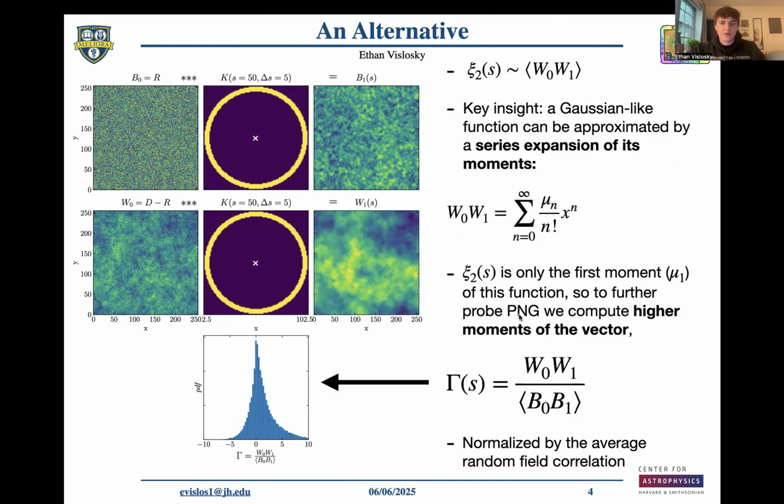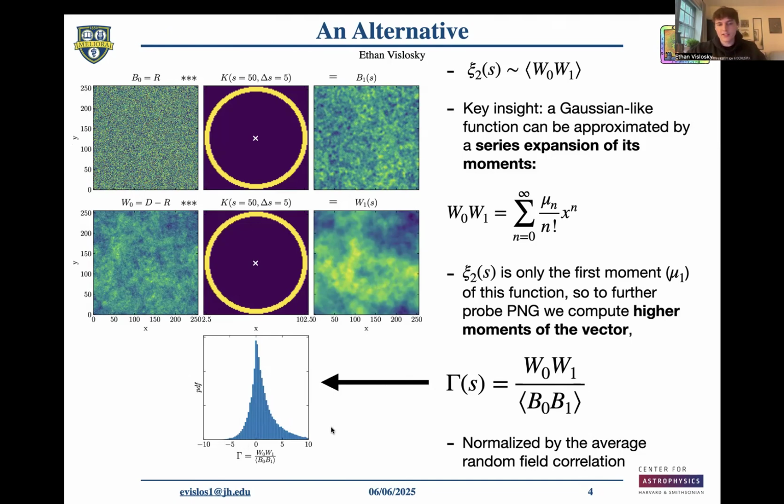So we construct a vector, which is like our PNG estimator, and it is just defined as the raw product of W0 W1, this grid on the left with the one on the right, normalized by the average random field correlation. Doing this normalization allows us to account for the integral constraint, otherwise known as geometric effects from whatever your volume is. And again, flattening the grids over spatial points gives us this distribution here.